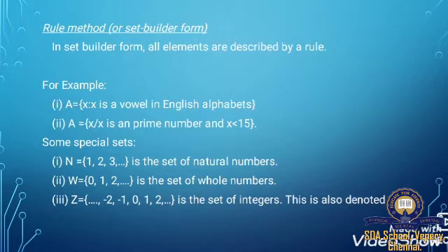Some special sets: if denoted by capital N, it is said to be the natural numbers, like 1, 2, 3, etc. In the same way, if denoted by W, it is the whole numbers, from 0, 1, 2, 3, etc. If denoted by Z or I, it is said to be the integers. It may be positive or negative, like -2, -1, 0, 1, 2, 3, etc.